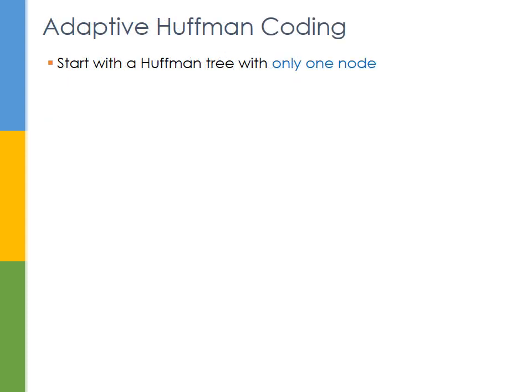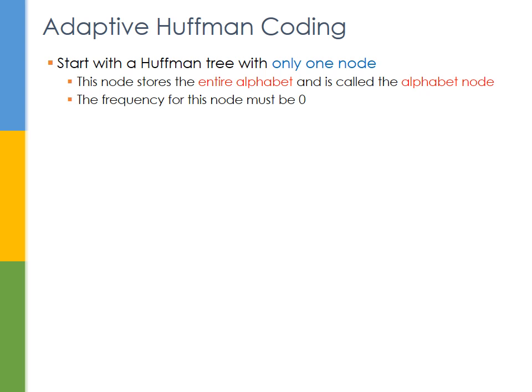The Huffman coding algorithm begins its execution with a Huffman tree that contains only one single node. This node stores the entire alphabet that could potentially be used within a document that we need to compress, and we refer to this node as the alphabet node. The frequency of this node must be 0, because none of the letters in the alphabet have yet been used in an encoding.